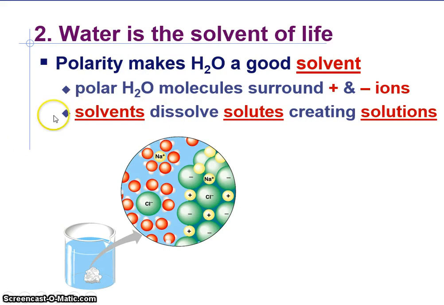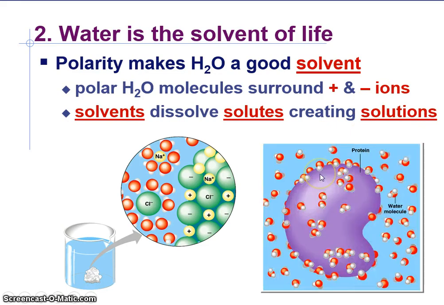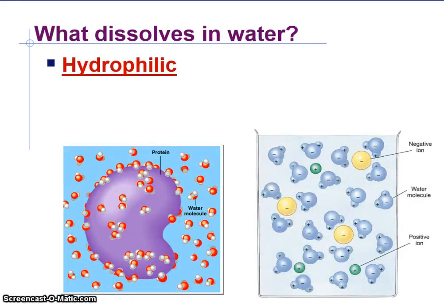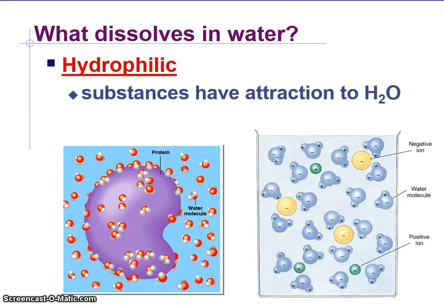Solvents, so water would be the solvent. The solute is the thing being dissolved, and a solution is just when you have them mixed together. So not everything dissolves in water, but most things do, because most things have some sort of charge. Here we say that something that dissolves in water is hydrophilic, water-loving, and they're going to be polar.